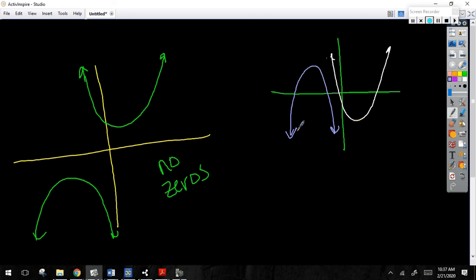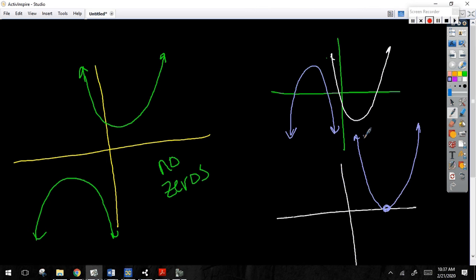What if its vertex is on the x-axis? Ooh, that was the next thing I was going to ask you. If its vertex is on the x-axis, then that just means that the vertex is on the x-axis. How many x-intercepts does that graph have? One. So it has 1 zero.